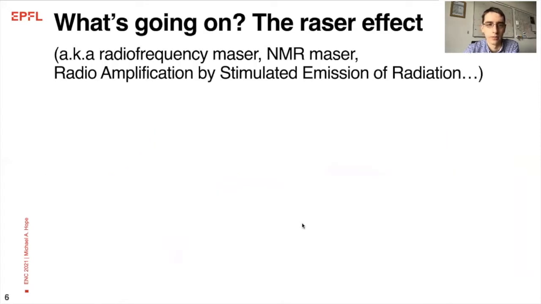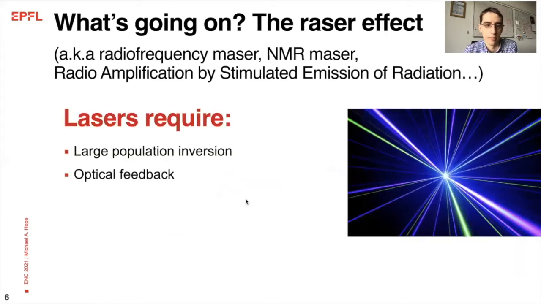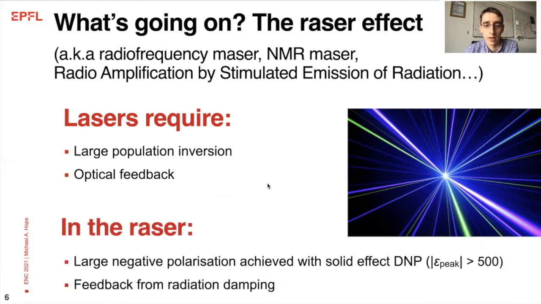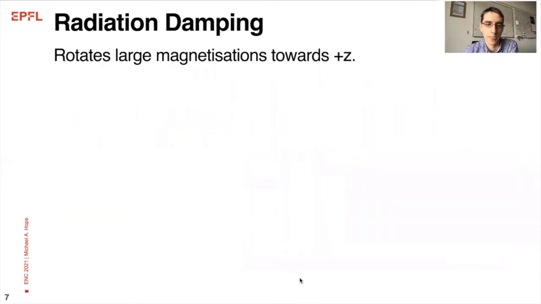So what's going on here? This is known as the Raser effect, and you might imagine that this is similar to lasers. In lasers, you require large population inversion and optical feedback, whereas in NMR, we need large negative polarization, which we can achieve, for instance, with solid effect DNP, and in our case, we get a peak enhancement greater than 500. And the feedback occurs via radiation damping.